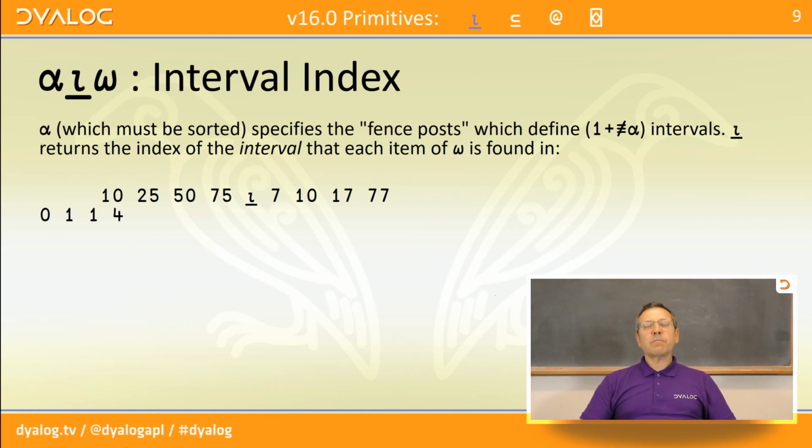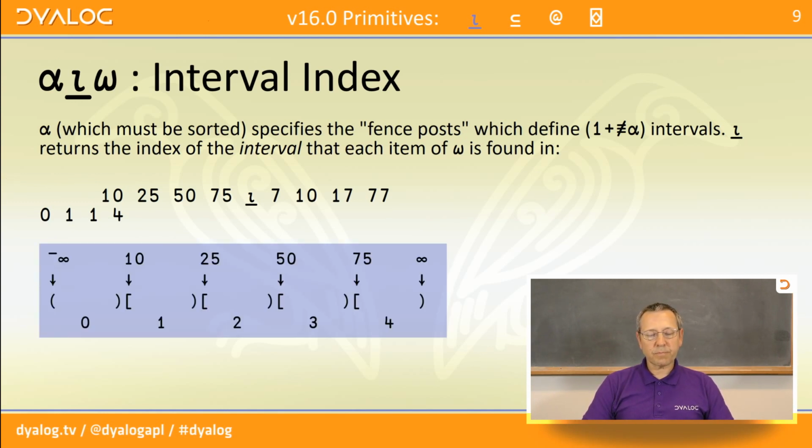The dyadic version is a function called interval index. And for interval index, the left argument needs to be a sorted vector, which specifies what you might call the fence posts, which then define one interval more than the number of items. So we can see here where the left argument is 10, 25, 50, 75. That defines 5 intervals where the first one goes from -infinity up to but not including 10. Then we have a series of intervals which begin at one of the elements of alpha and continue up to but not including the end of that interval. The end of the last interval, of course, being plus infinity.